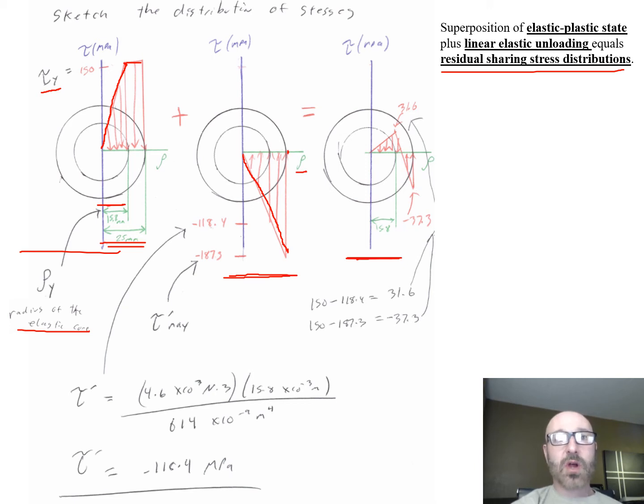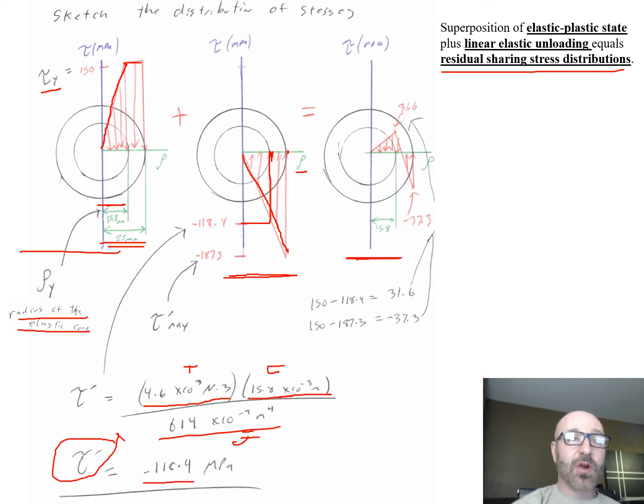When we get to this point, we want to figure out what this value is down here for our tau prime. How we do that is we say, okay, this is our 4.6 from that governing equation, times our 15.8, divided by our 614. That's our torque, C, and J value. We do that out. When we're at that radius of the elastic core, we end up with our tau prime value of negative 118.4 megapascals. So that's how we get that value.